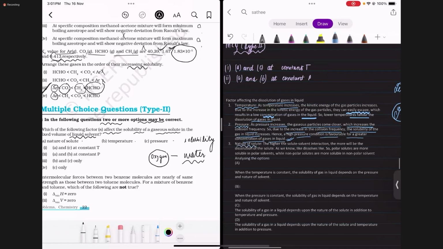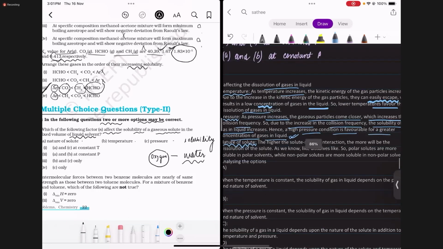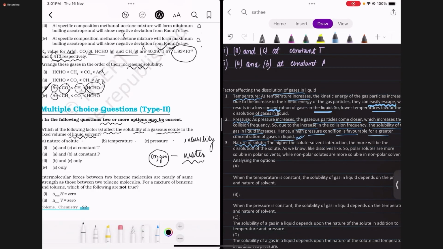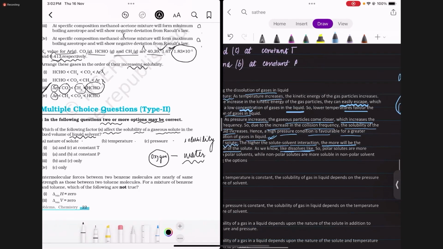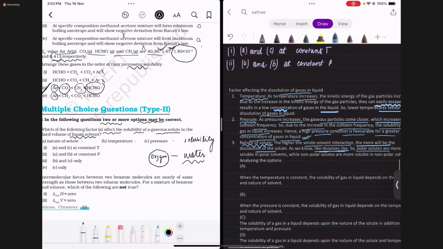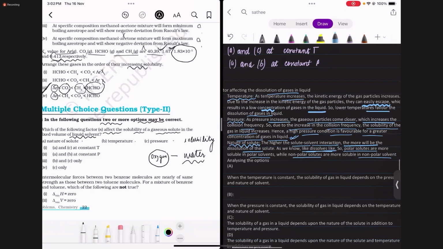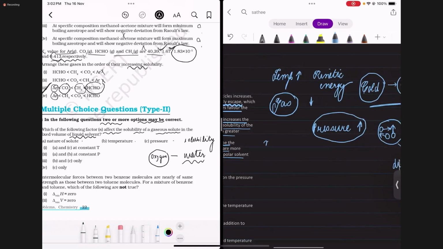Now we come to the nature of solute. The nature of the solute matters because the higher the solute-solvent interaction, the more will be the dissolution of the solute. We know that like dissolves like, we have studied this in the chapter: polar solutes are more soluble in polar solvents, while non-polar solutes are more soluble in non-polar solvents. So the nature of solute also determines how much will be the dissolution of the solute in the particular solvent.